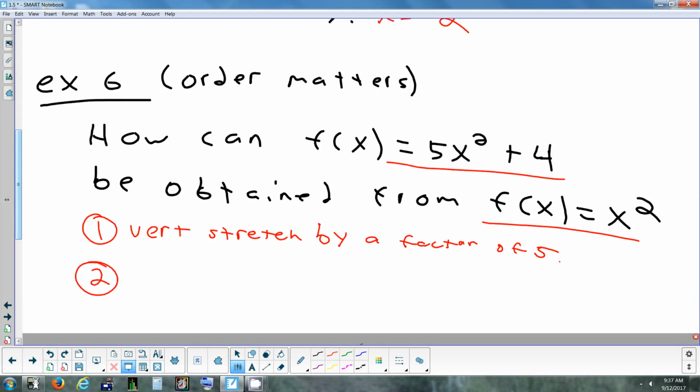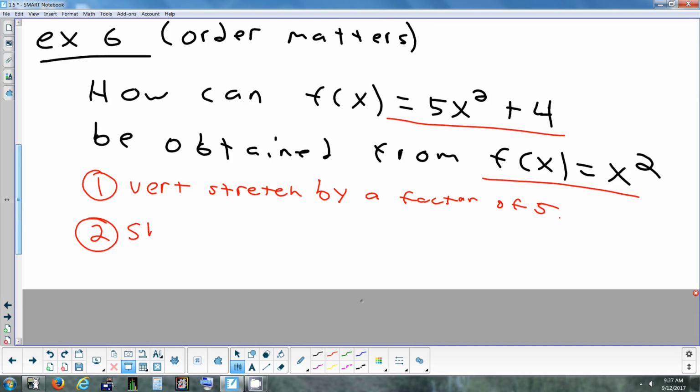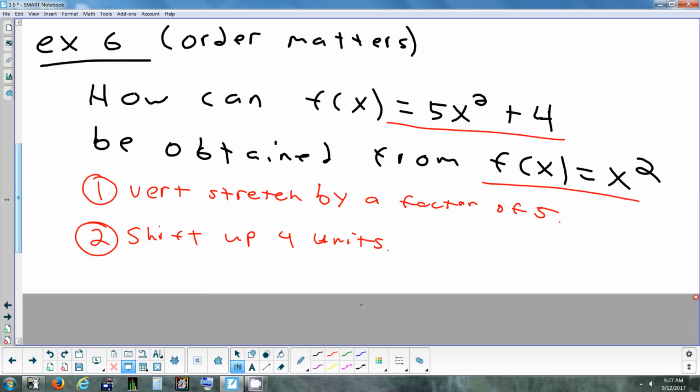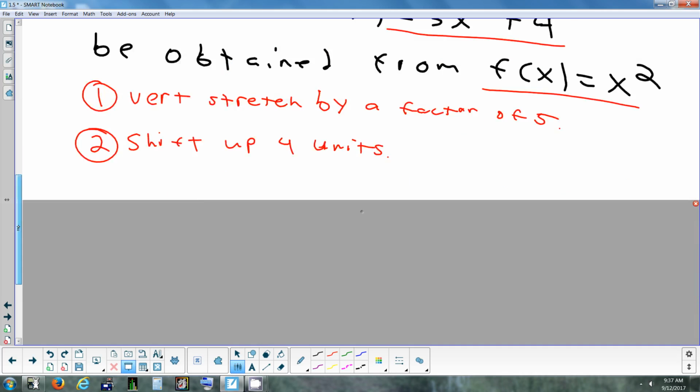And then what about the plus 4? How about Tanya? What's the plus 4 going to do? It's kind of make it go up more. Yep. Shift up 4. So as long as you tell me that it's a shift, direction, and how much. So it's shift, we're going up 4 units. Any question on that one? And the order does make a difference. Right? Just think of like PEMDAS. If you do a calculation, it makes a difference.